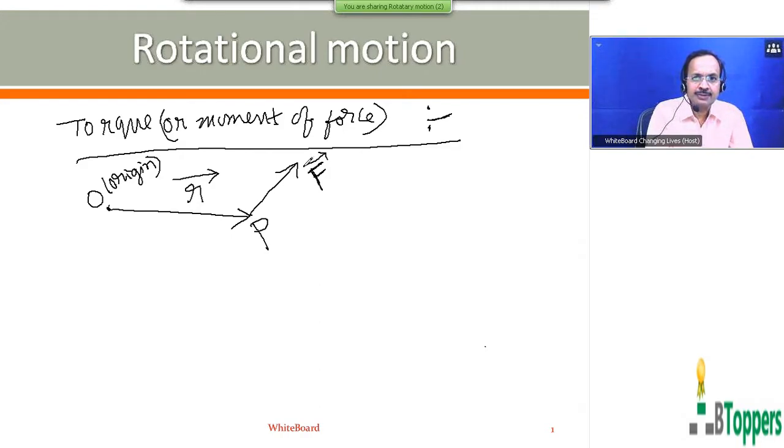Then the moment of the force F bar with respect to the origin O is defined as the cross product of the vectors R bar and F bar. It is denoted by the letter tau. So the moment of the force F bar with respect to the origin is defined as the cross product of R bar and F bar by this vector expression.